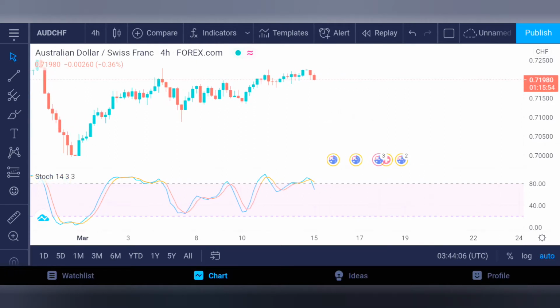I personally don't use these indicators for anything really, because like I told you, I have my own style of trading. I personally don't use this.